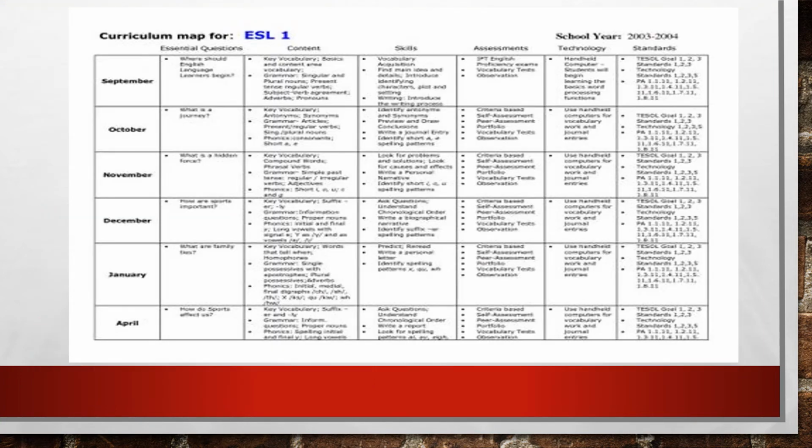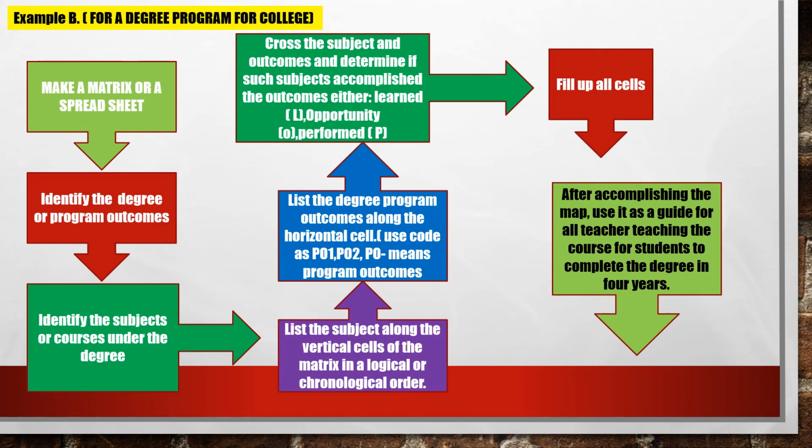This is an example of a curriculum map in basic education. As you see, it begins with a matrix and inputs all the necessary learning outcomes. This is another example, for a degree program for college.